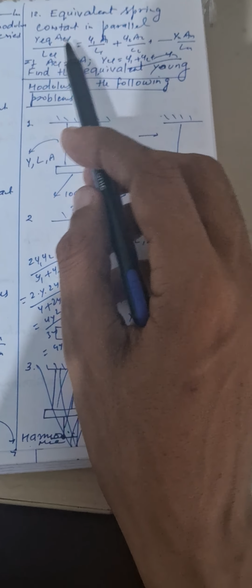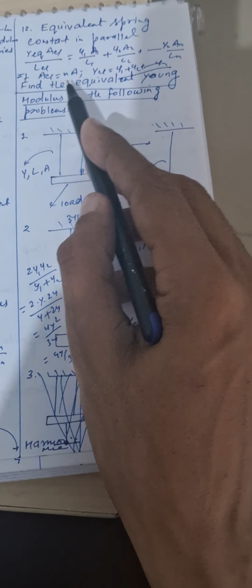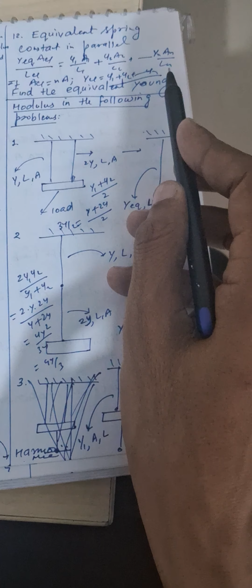Next is equivalent Young's modulus in parallel combination. So if we take A equivalent equal to nA, then we have Y equivalent as Y1 plus Y2 plus up to Yn, divided by n.